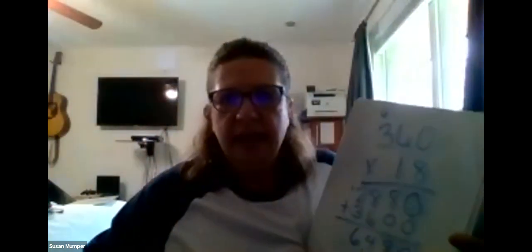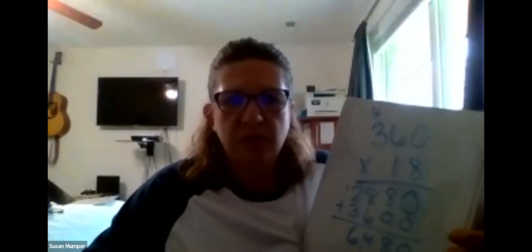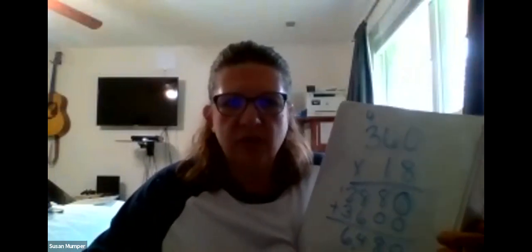1 times 0 is 0. 1 times 6 is 6. 1 times 3 is 3. Now we add these two numbers together. 0 plus 0 is 0. 8 plus 0 is 8. 6 plus 8 is 14. 3 plus 2 is 5, plus 1 more is 6. So the answer to this problem is 6,480. So now we are going to switch back to sharing that quiz so that you can see what we need to do for the quiz.